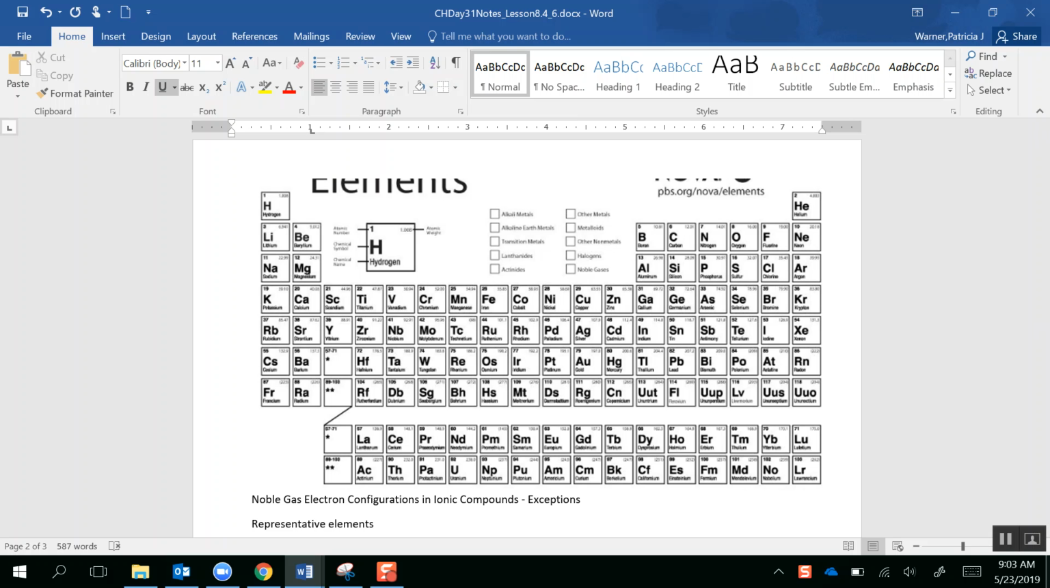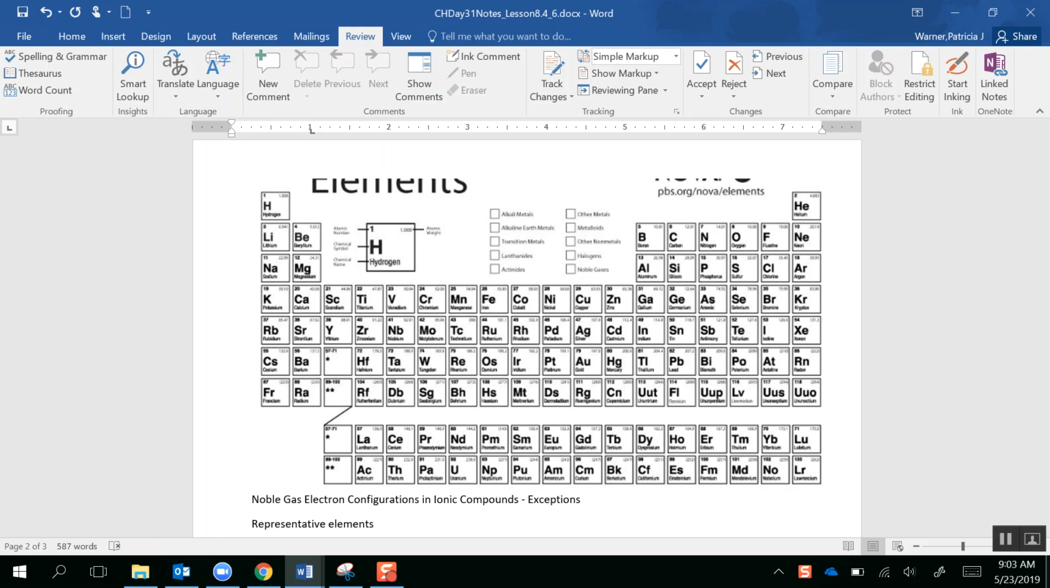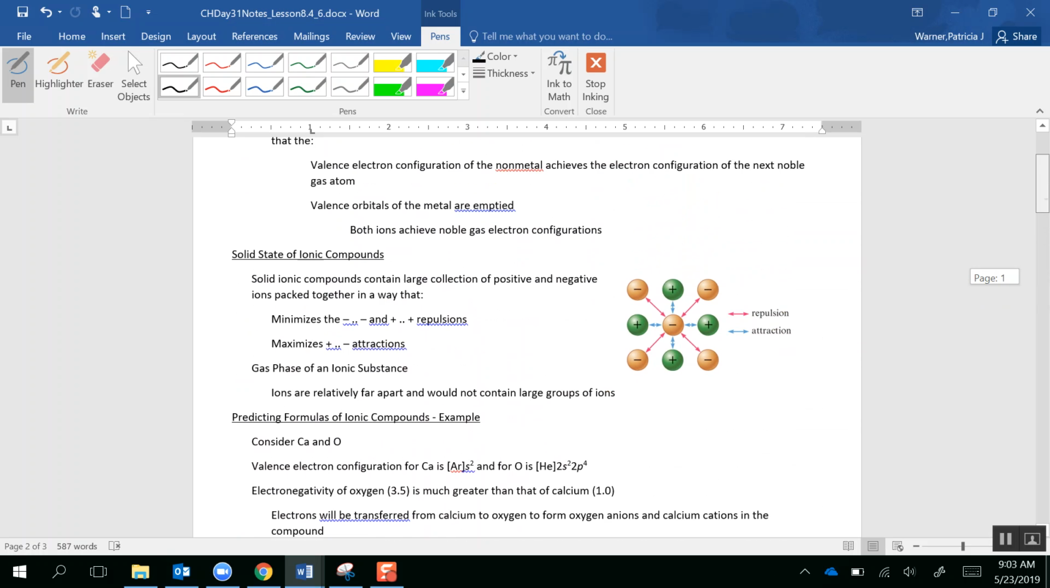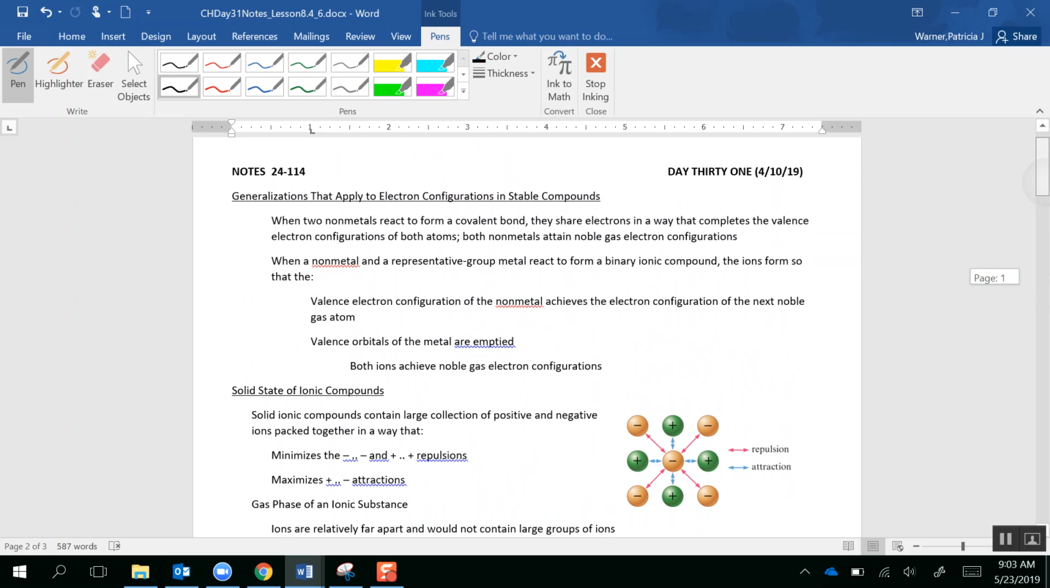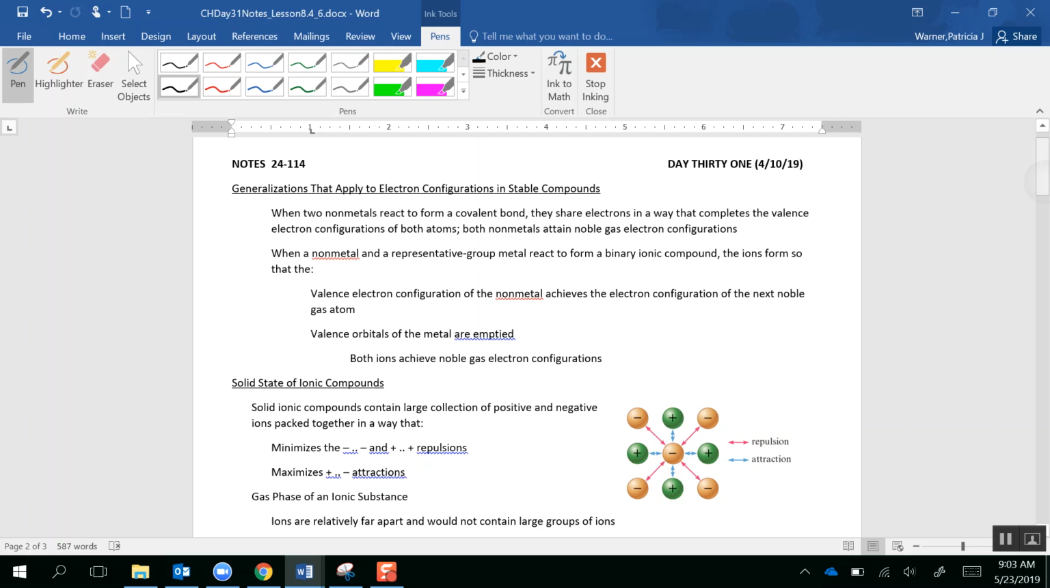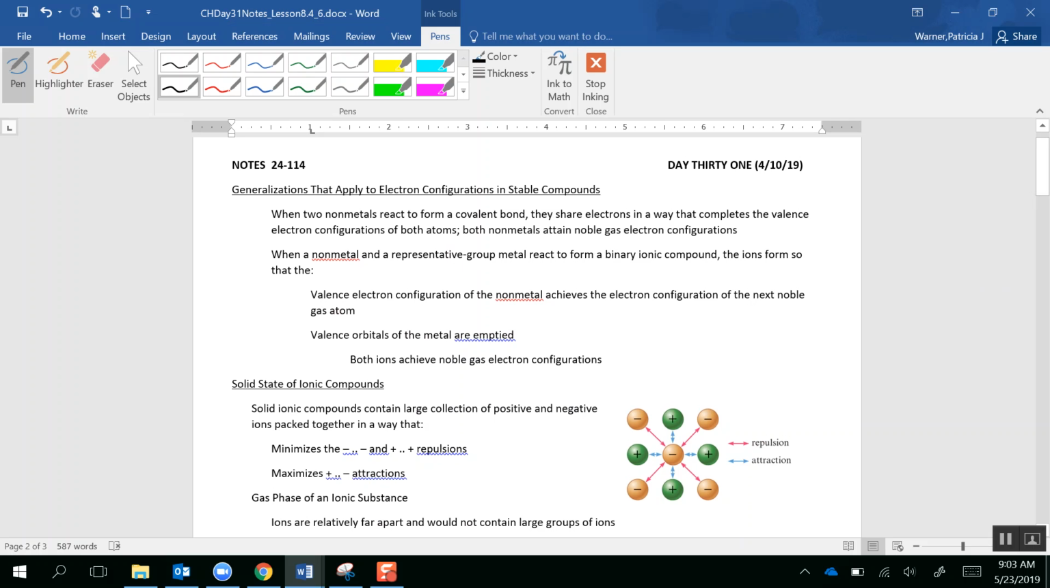Previous to this, we were naming compounds and things like that. We would say things like this column would be a +1, and this column would be a +2, and this column would be a -1, and so on. What that's actually doing is alluding to these electron configurations that we're going to talk about shortly. So the first little piece here that says generalizations that apply in stable compounds, that's really what that's talking about.